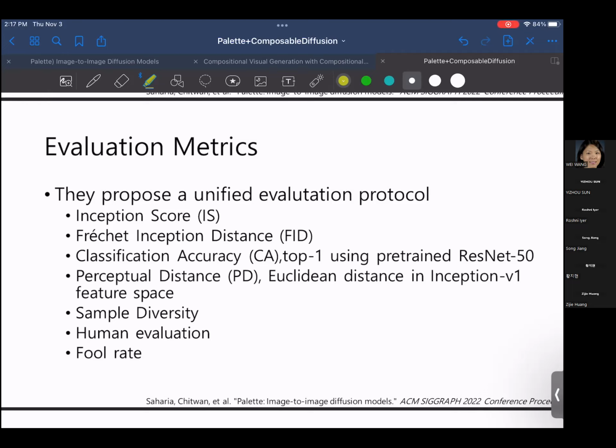So I will move on to the experiments in this paper, because I would say that in terms of method, there weren't really many things proposed.